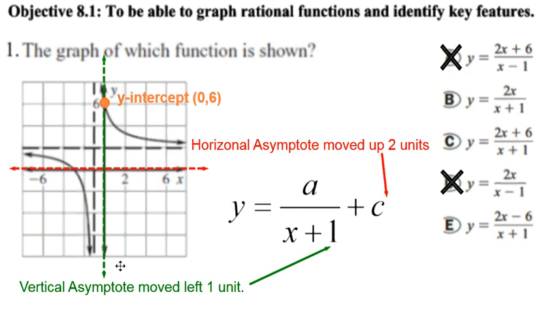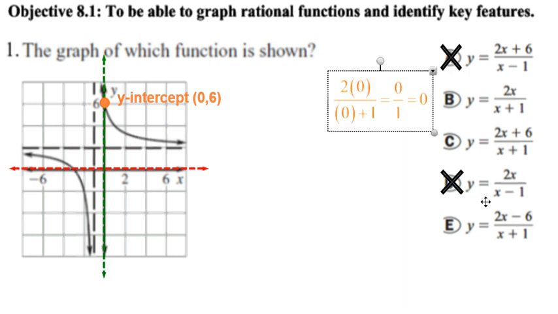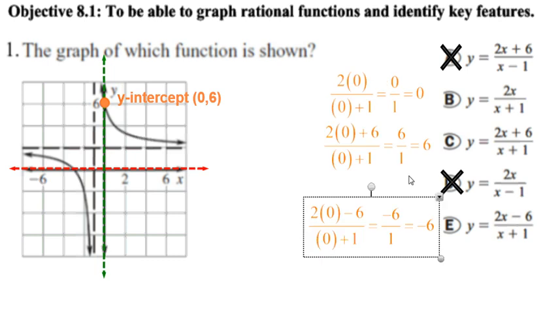So let's test them and see what happens. If I take the input of 0 into that first equation here for B, what will we get out? A 0. I'm supposed to get a 6. That's not working, so B can't work. Let's do the same for the next two. Again, we're going to put 0 into the function and see what we get out. If I put 0 into this one, I'll end up with 6 over 1, which is 6. If I put 0 into this one, I'll have negative 6 over 1, which is negative 6. Again, it's got to match 6.